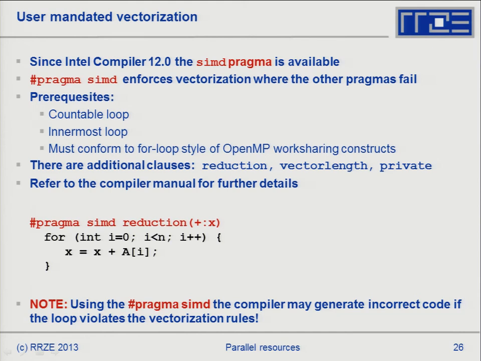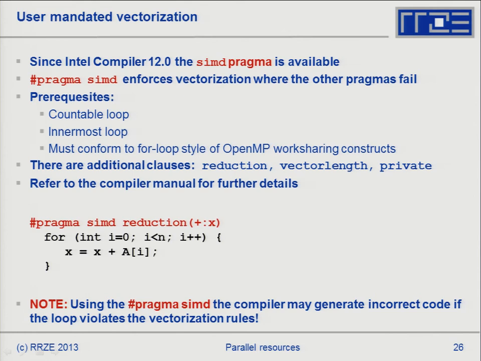But there's one pragma that forces the compiler to vectorize. And this is potentially dangerous. If you force the compiler to vectorize a loop, although the compiler thinks it's not possible, you might end up with wrong results. So this is potentially dangerous; you always have to check. This is called pragma simd, and it is available since compiler version 12 with Intel. It's nowadays also part of the OpenMP standard, which is strange, the way it is.